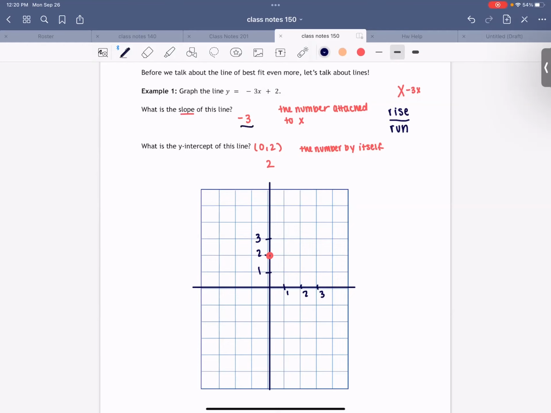by putting it over 1, right? So -3 is technically -3 over 1. Okay, so let's just take a look at how this goes in my graph. If I start at 2 and I need to rise -3, am I going up 3 or down 3? Down 3. So 1, 2, 3. And if I'm running 1, am I going to the right or to the left? To the right. Good. So I land right here. This is my new point.